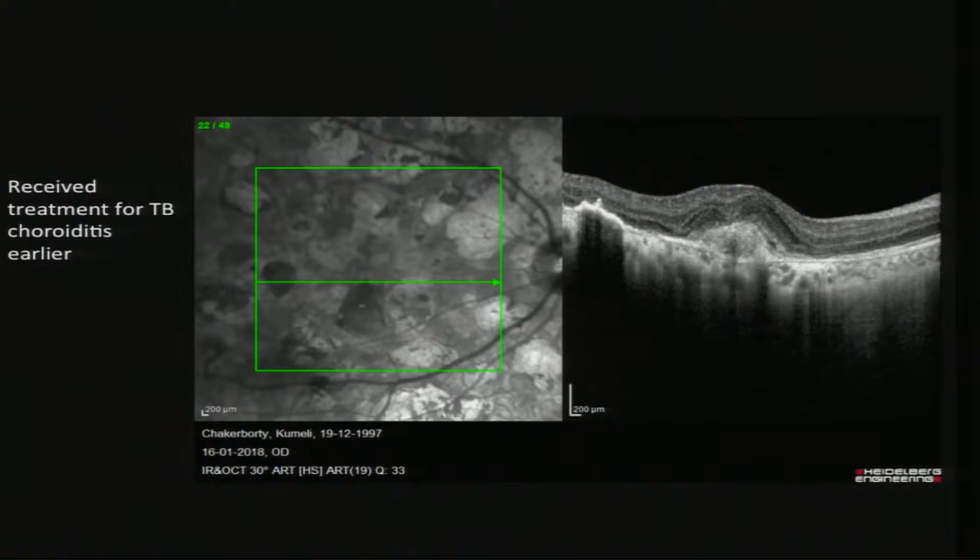So she has received treatment for TB choroiditis earlier. She is complaining, mainly the complaint of metamorphopsia is in the right eye. We do OCT. We look at this, which we thought could be a choroidal neovascular membrane, but we did not see much of the fluid or leakage.